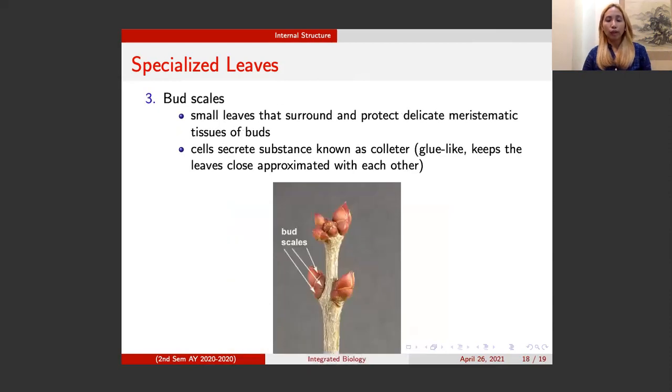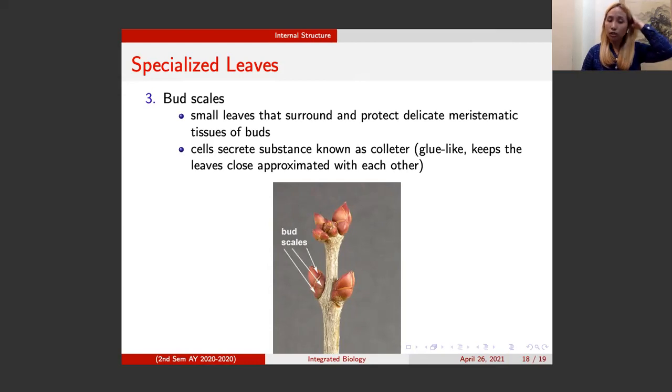And then, of course, we have bud scales. Bud scales are actually specialized leaves. They are small leaves, and normally their main function is to protect delicate meristematic tissues of buds. Kaya nga sila tinawag na bud scales. So their main aim is to protect the growing structure, right? Which we call the bud.